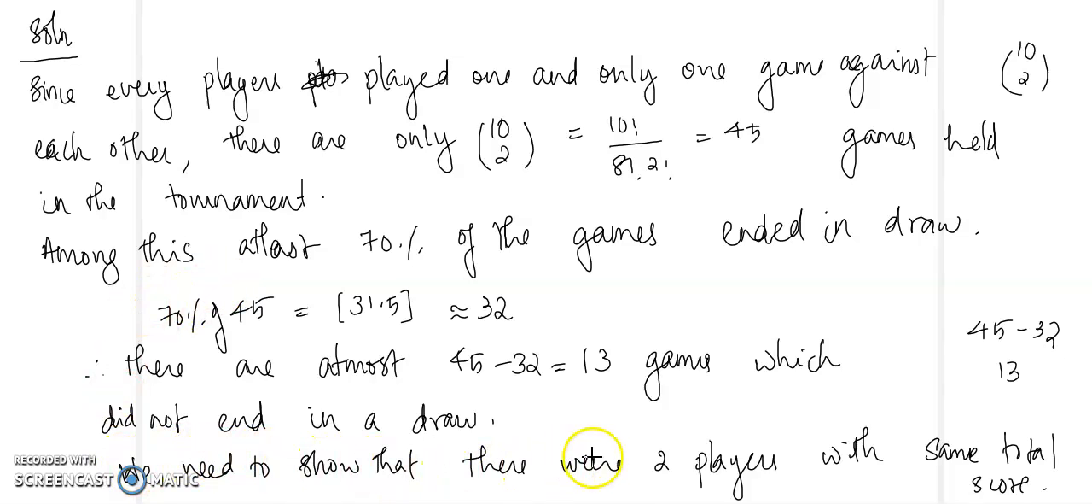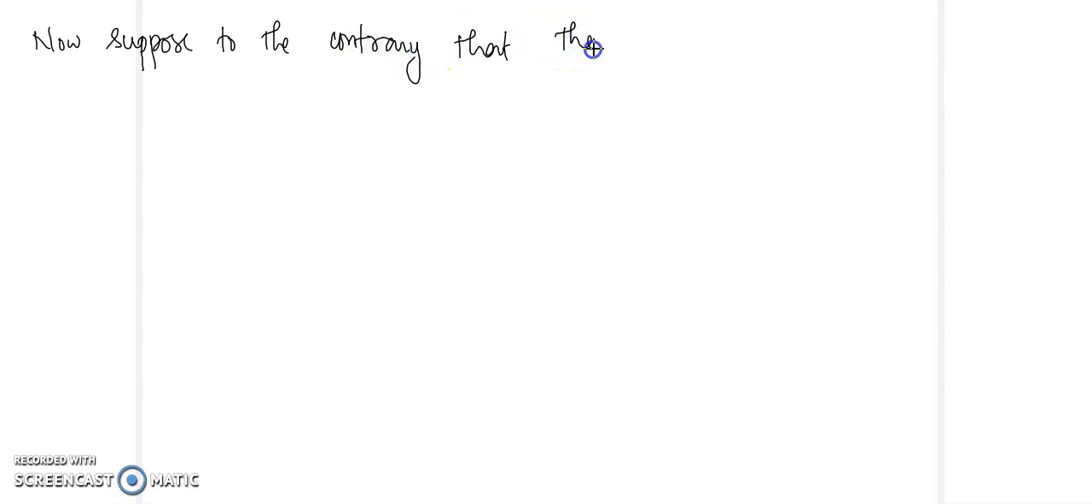So we need to show that there are two players with the same total score. So let us assume, for contradiction, that there are no two players who have the same score. That means all the 10 players have different scores. So now suppose to the contrary that the 10 players have 10 different total scores.